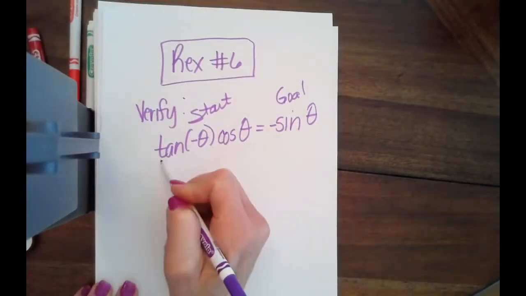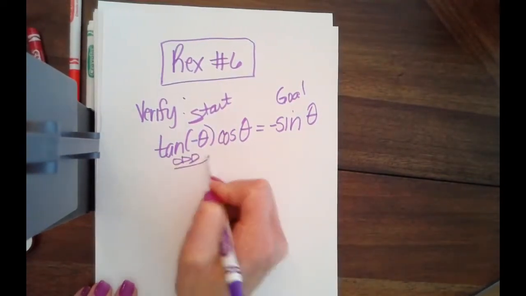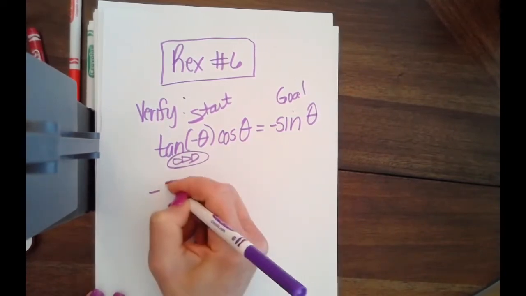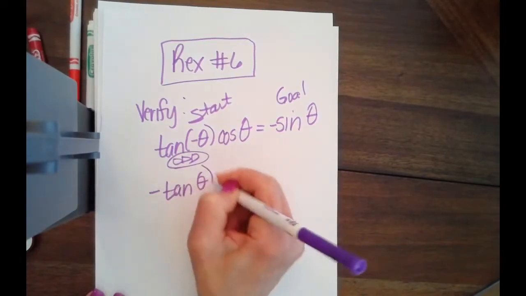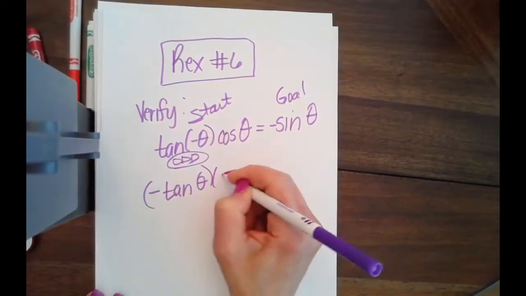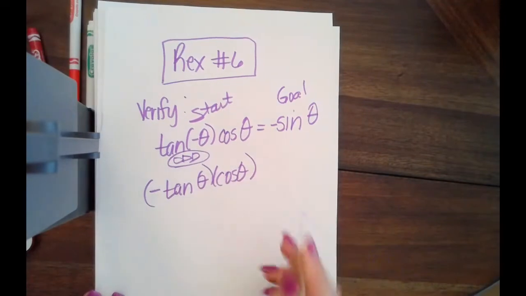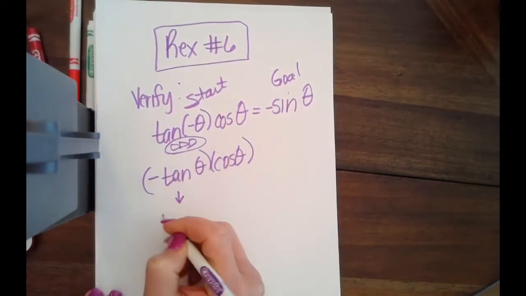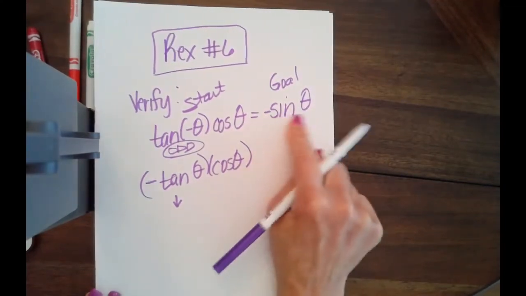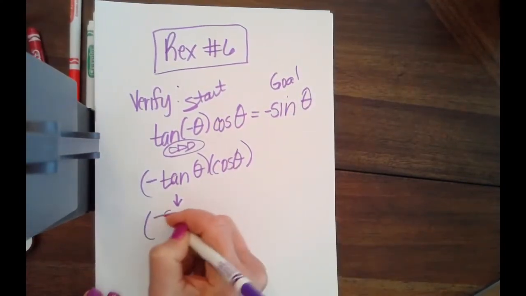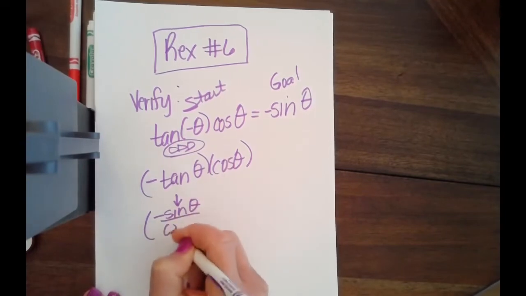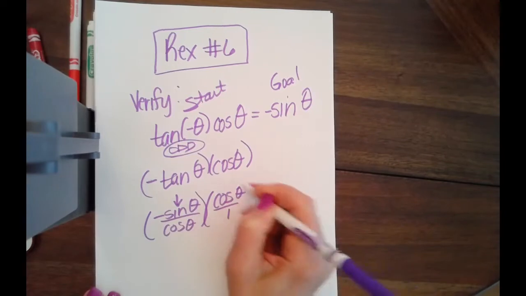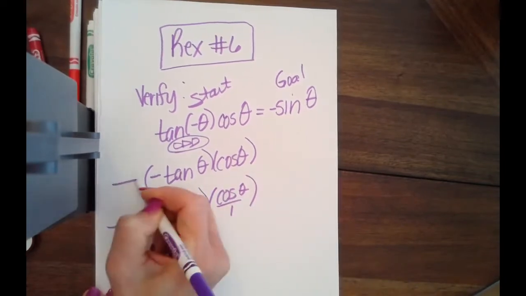All right, we know if this is an odd function, and it says so on your formula sheet, that it's going to have a result of negative tangent theta, okay? And then we're going to bring down cosine theta here, all right? Now, I'm going to convert this into terms of sine and cosine, because I want sine in my answer. So it's going to be negative sine of theta over cosine of theta times cosine of theta, which you know is over 1, right? And these arrows indicate another step.